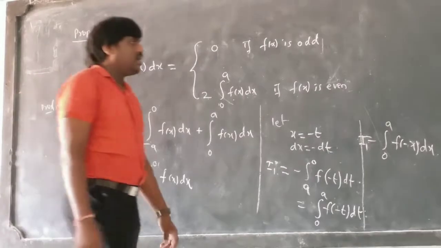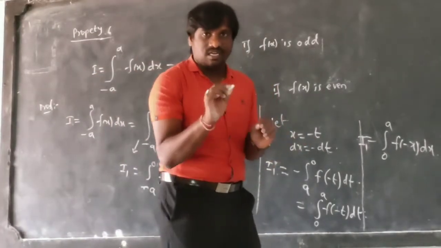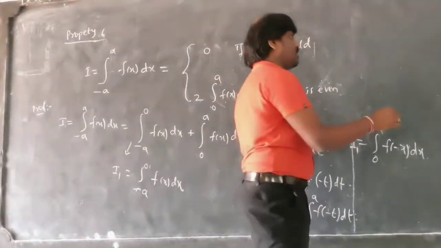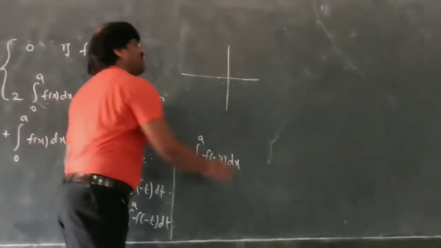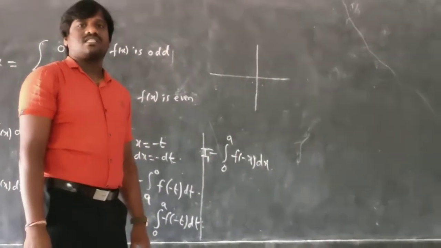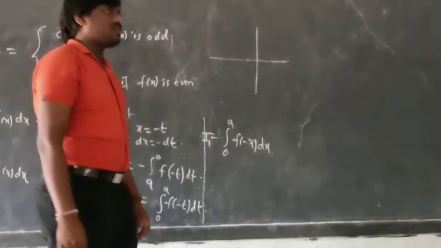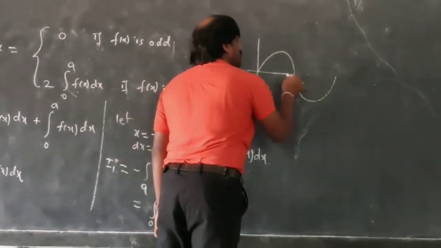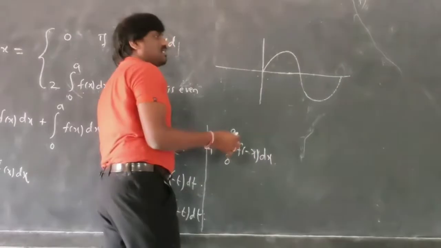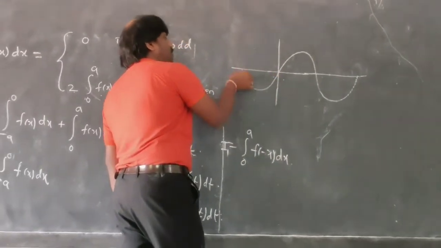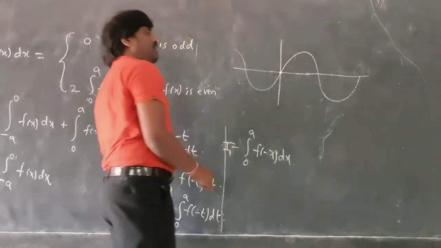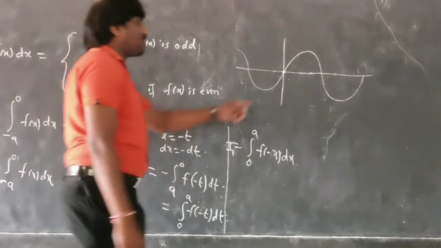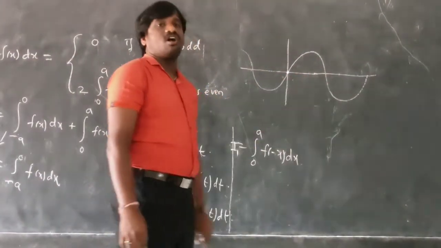Before seeing the proof, let us discuss this once graphically so you will understand more. What is an odd function? sin x is an odd function. The sin x function will be like this. So this is the sin x function, an odd function. Why is it odd? It is symmetric about a point, through (0, 0). So it is symmetric about the origin, an odd function.